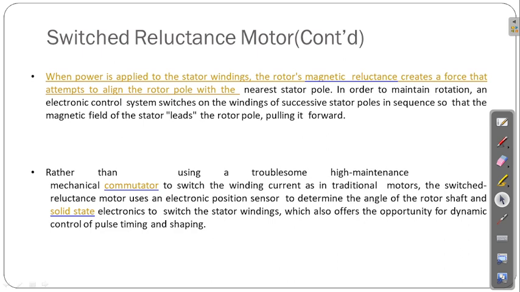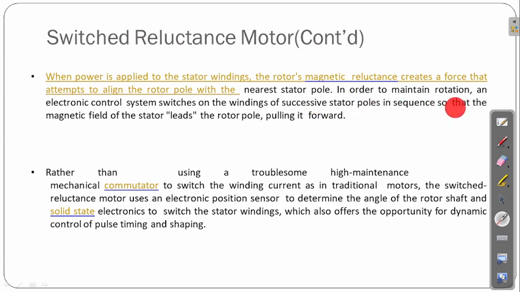When power is applied to the stator windings, the rotor magnetic reluctance creates a force that attempts to align the rotor pole with the nearest stator pole. That's why I have mentioned it here in different colors: when power is applied to the stator windings, the rotor magnetic reluctance creates a force that attempts to align the rotor pole with the nearest stator pole.